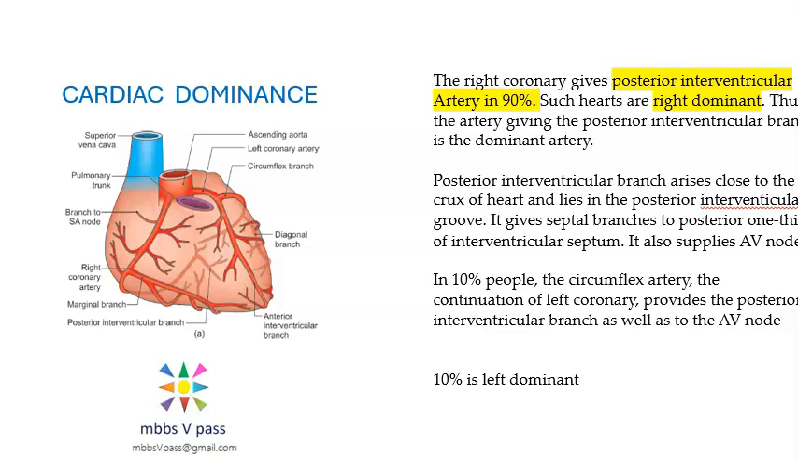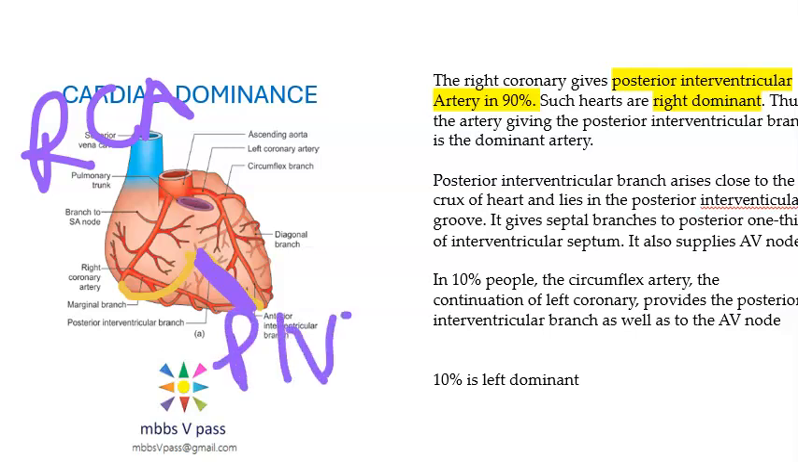So in maximum people, we can see here in the diagram, this is the right coronary artery. The right coronary artery goes on to give the posterior interventricular branch. So which is the posterior interventricular branch? This one. So whoever gives this, that will define the dominance. So in this diagram, we can see the right coronary artery is giving the posterior interventricular branch.